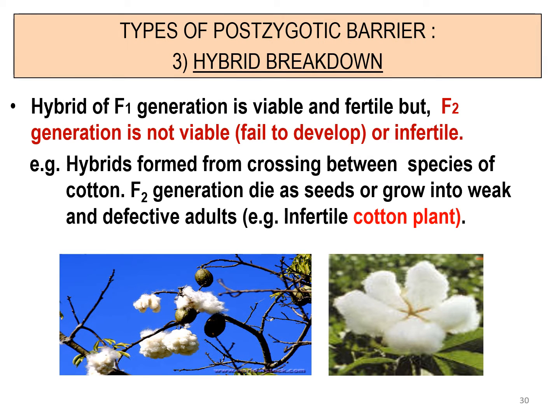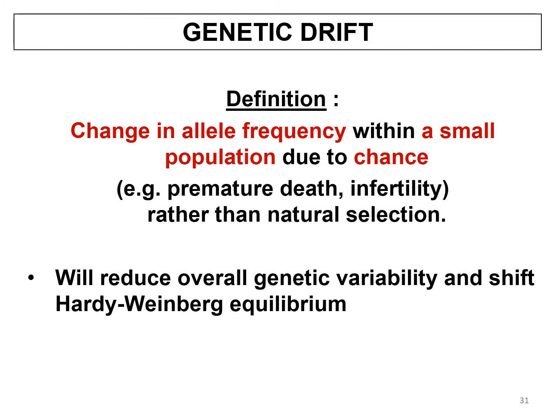Hybrid breakdown. The F1 generation is viable and fertile, but the F2 generation is not viable. So hybrids form from crossing between species of cotton. This is an example. The F2 generation die as seeds or grow into weak and defective adults. So kita hanya dapat sehingga F2 sahaja. Itu reproductive isolation.